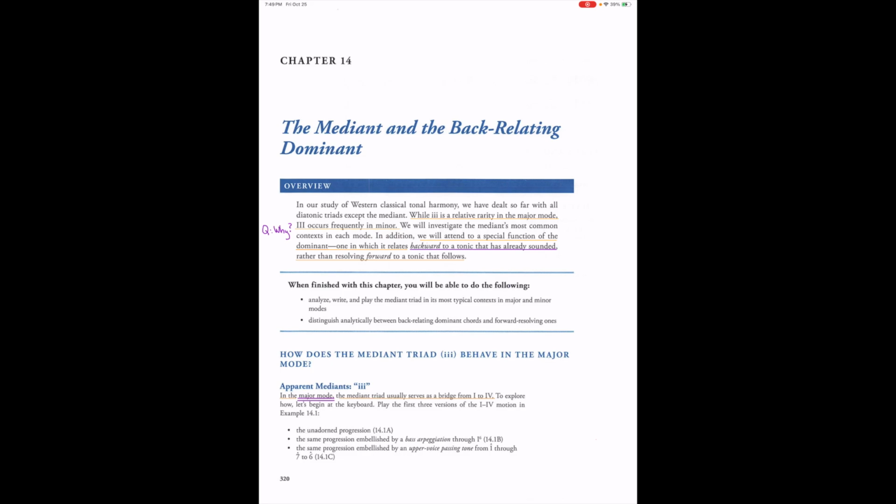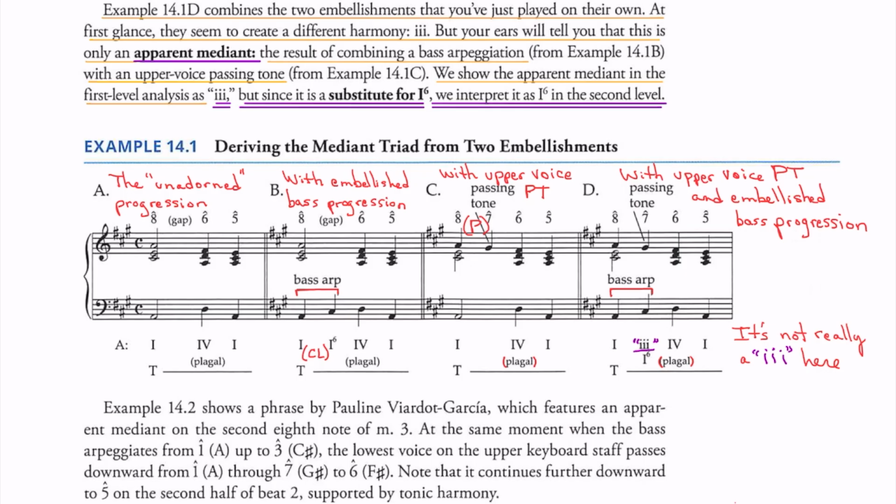For now, let's go to the bottom of the page where it says, how does the mediant triad, the minor 3, behave in the major mode? 1 chord, minor 3 chord. Let's go to the next page and see the examples that he lists in 14.1. Let's look at letter A. This is an unadorned simple progression of 1, going to plagal motion to 4, and back to 1. Now letter B is going to arpeggiate the bass, 1 to 1 6, to 4, to 1. That's an embellished bass progression. It's a chordal leap in level 2A.